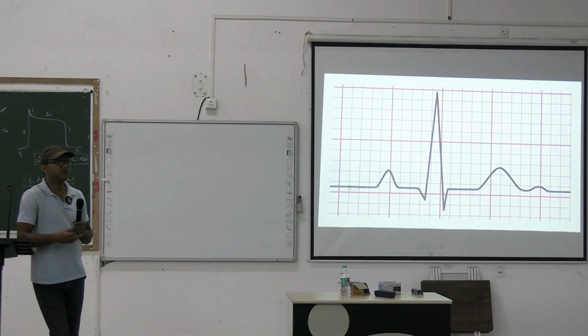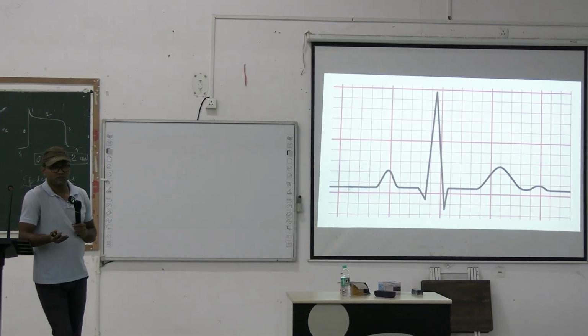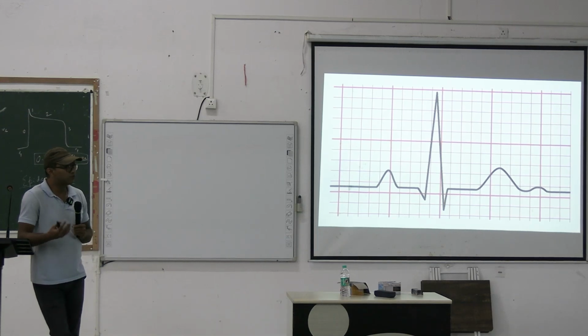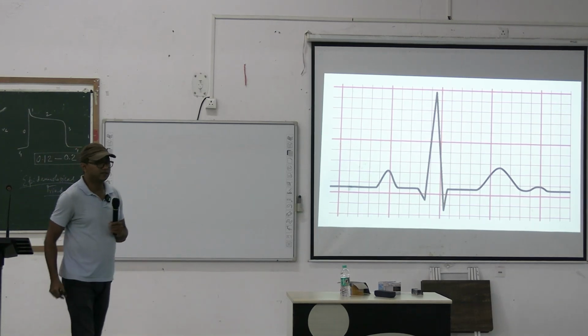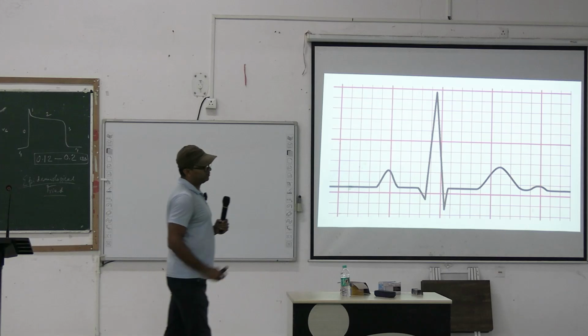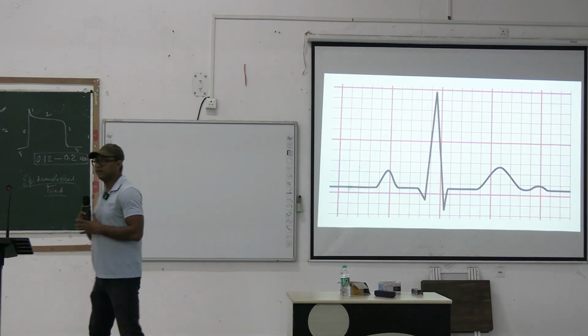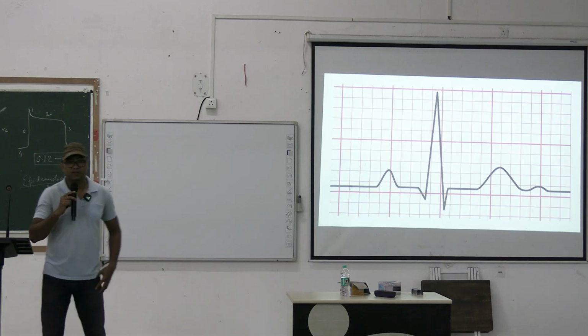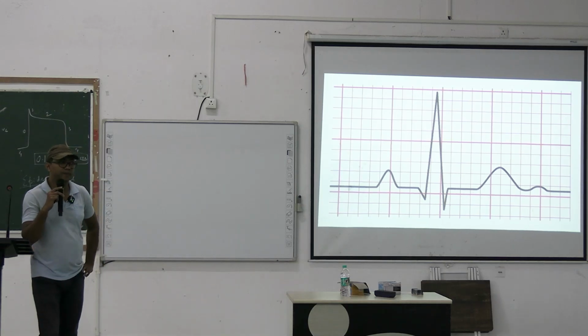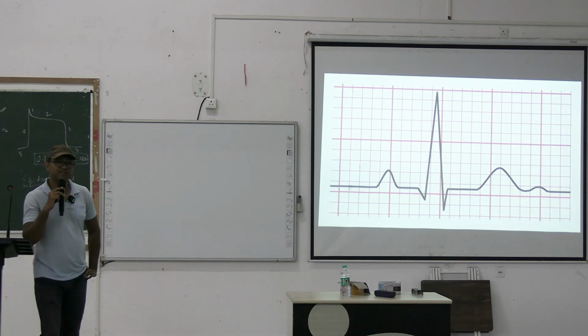Okay. And definitely wide complex is an abnormality. When QRS complex is more than 120 millisecond, we call it wide complex ECG, and wide complex ECG is abnormal, right. Normal QRS complex should be less than 120 millisecond. That means less than 3 small squares.